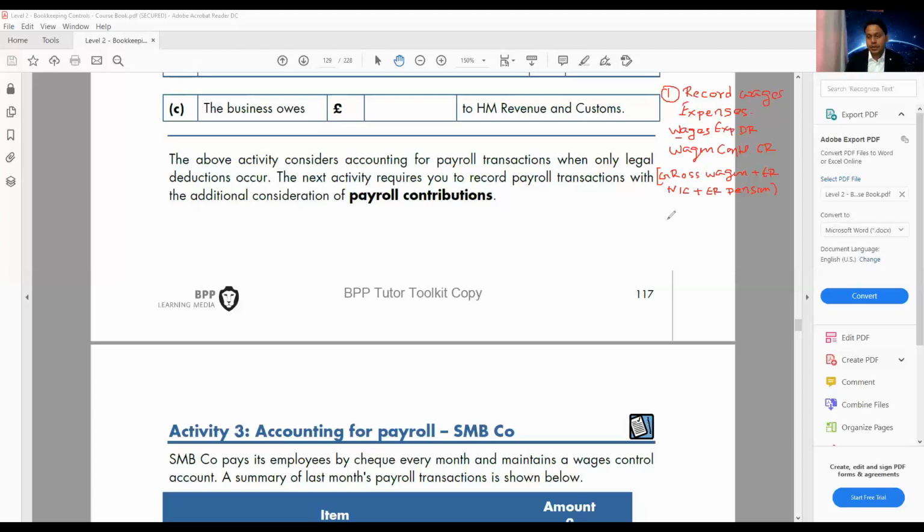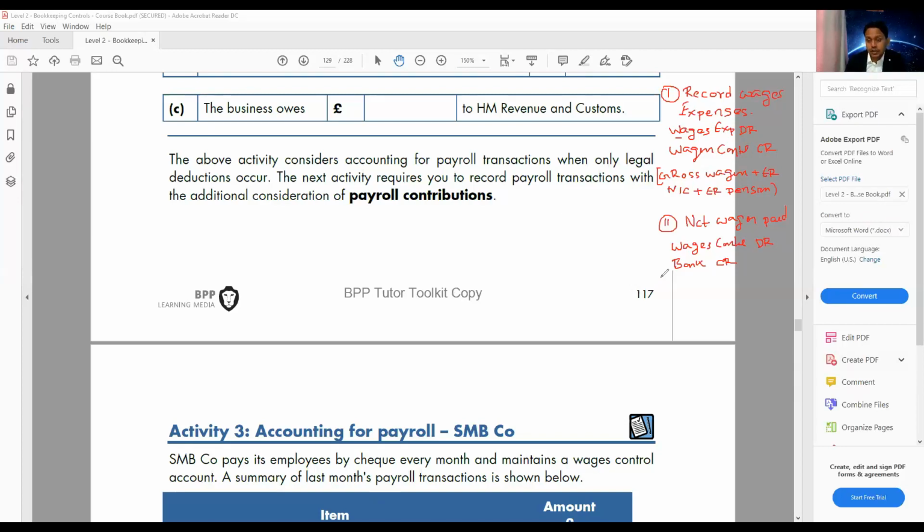The next journal we're going to see is called net wages paid. The journal will be wages control debit, and bank credit. Wages control debit, and bank credit. Because if we pay the wages to the employee, our bank will go down, isn't it? Money will go from the bank. So if I pay any salary and wages from the bank, my bank goes down, meaning my asset goes down. And if my asset is reduced, then it is a credit for me.